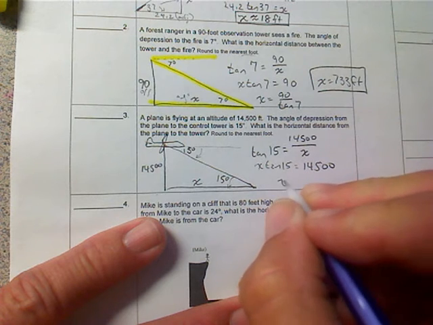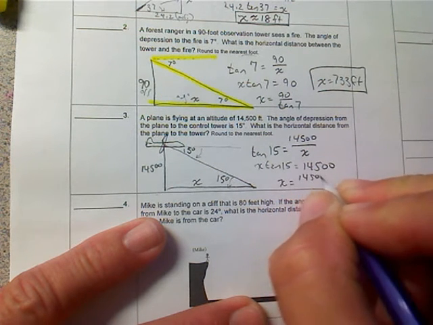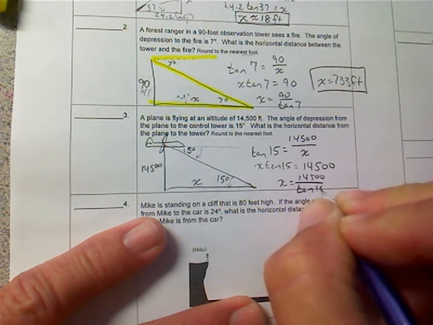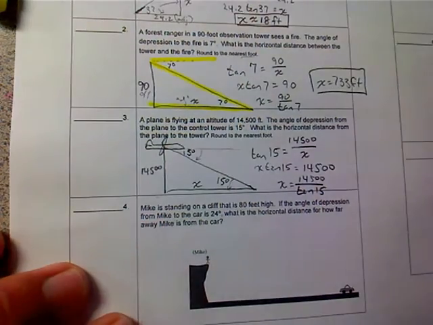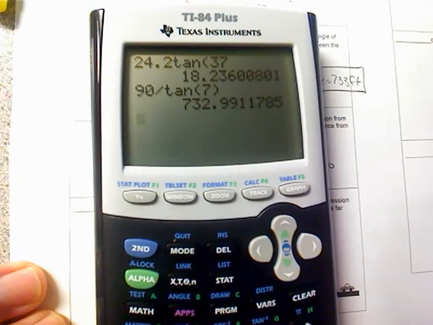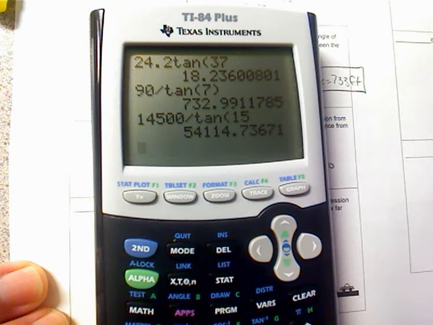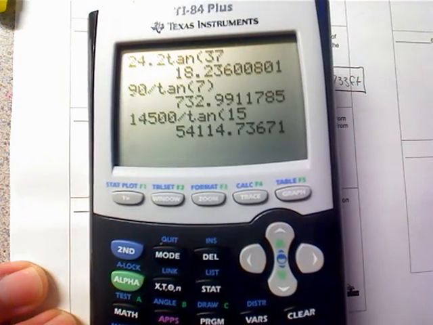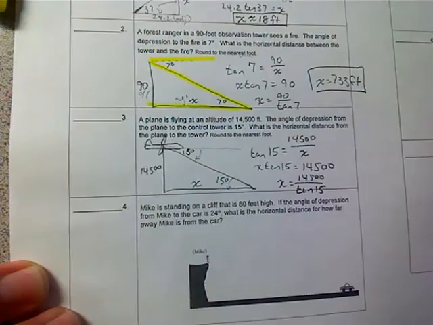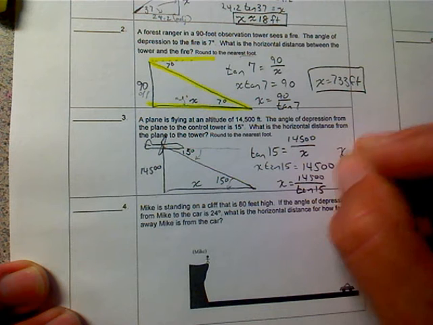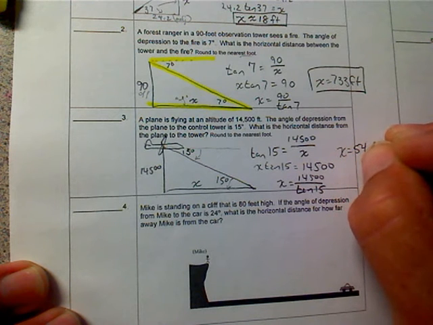And divide both sides by the tangent of 15. Grab the calculator, and I've got 14,500 divided by the tangent of 15. Again, rounded to the nearest foot, 54,115 feet.